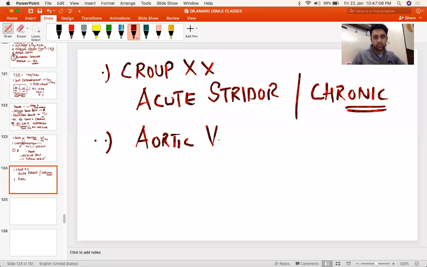So the answer for this question was that this child is suffering from an aortic vascular ring. The child was suffering from an aortic vascular ring. So that is the best answer for this question.